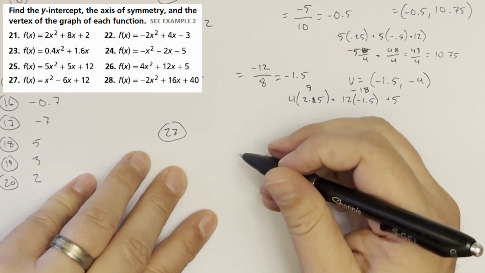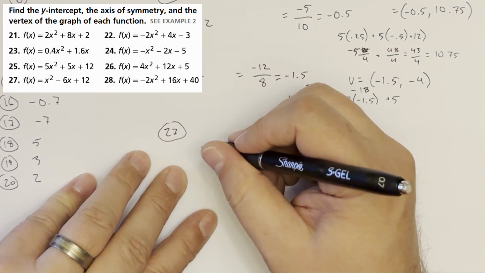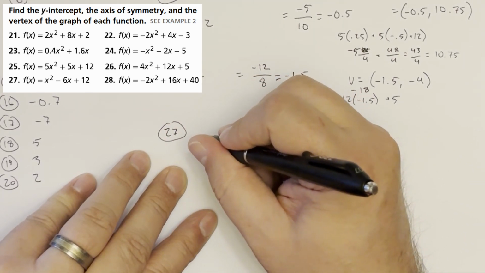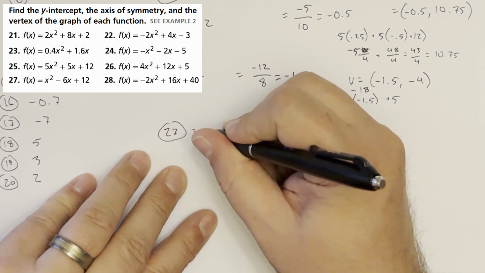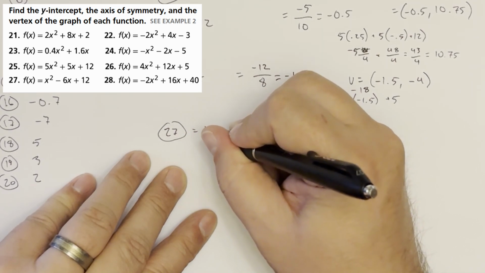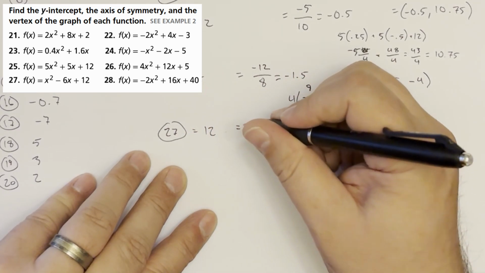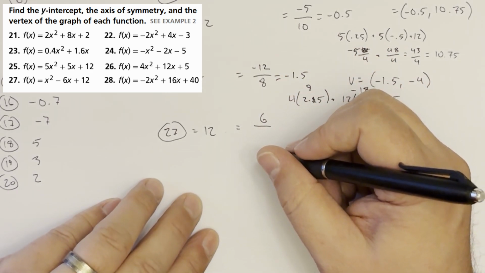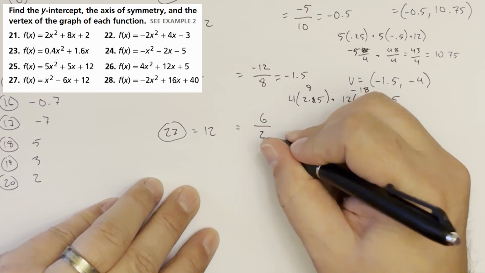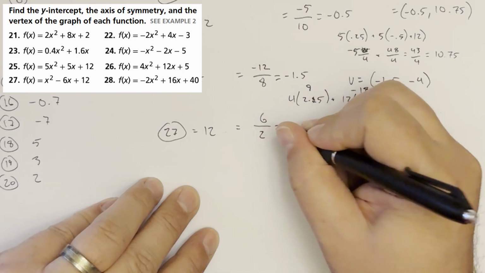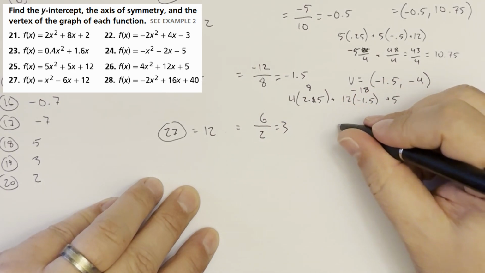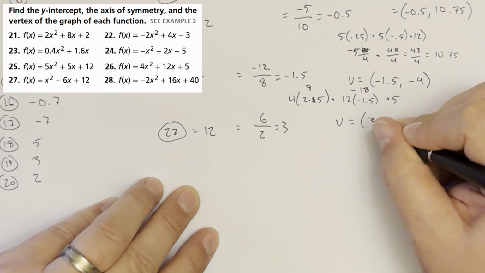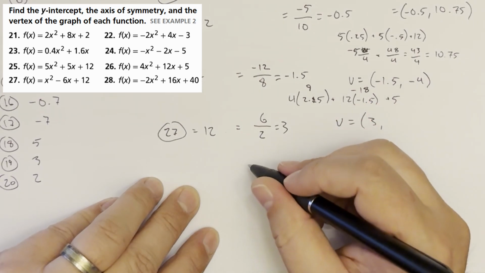27. Y-intercept of 12. The best part. Can't we just stop there? No, we can't, because we need to do the full thing. So negative b, negative 6 is positive 6, and then 2 times 1 is just 2, so 6 divided by 2 is 3. Then our vertex will thus be at 3, comma, and we solve for 3.